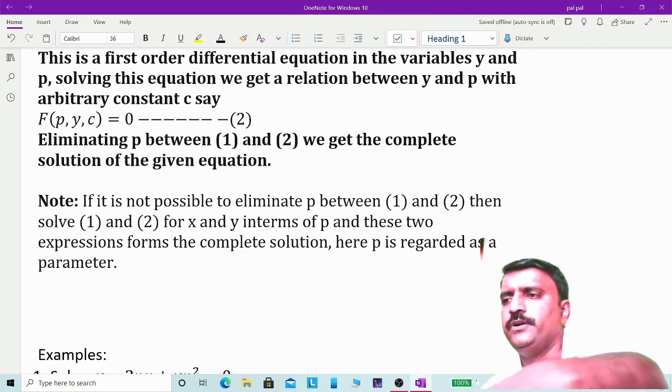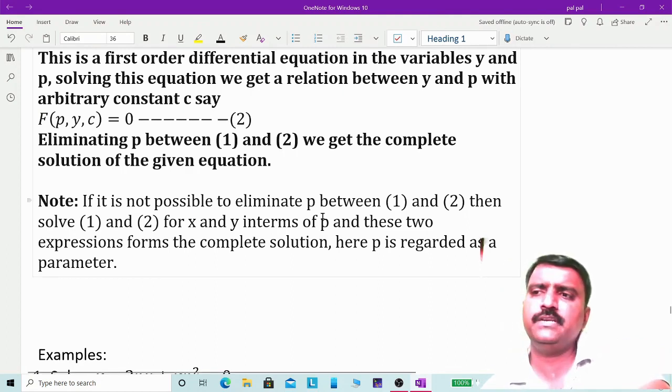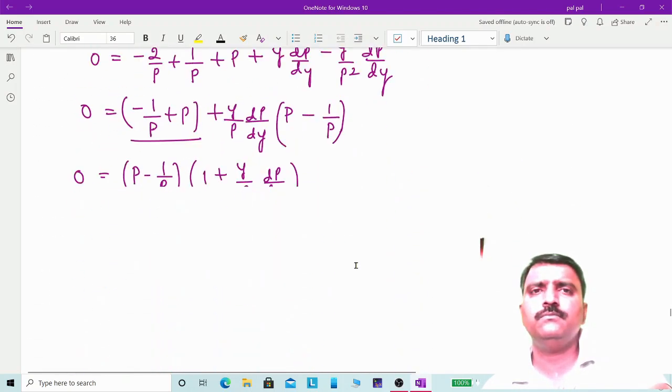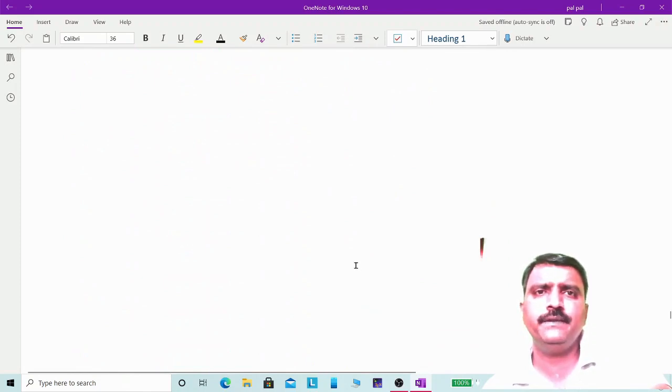Here you see this note point. I already explained all these concepts. If it is not possible to eliminate p between 1 and 2, then solve 1 and 2 for x and y in terms of p. I said this earlier, that I would mention it when a problem comes. So solve x and y in terms of p. These two expressions form the complete solution. Here p is regarded as the parameter. So that means we have to solve x and y in terms of p, and we consider that the solution.